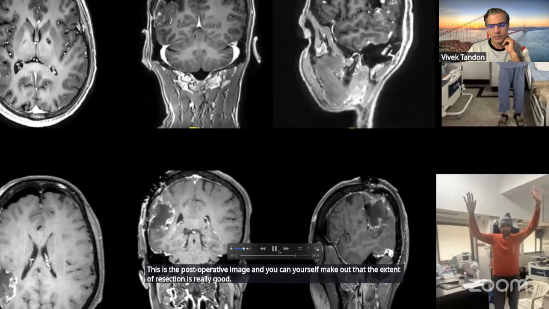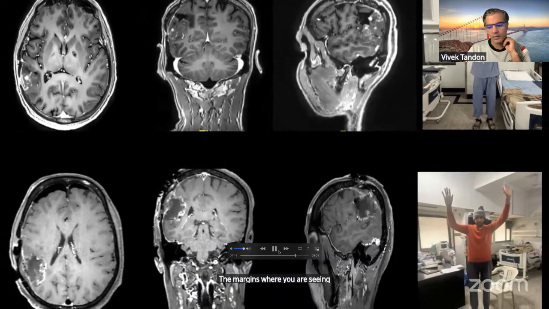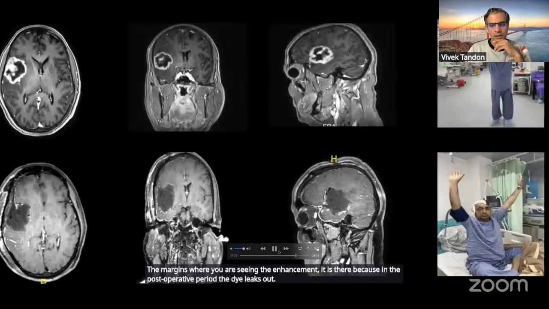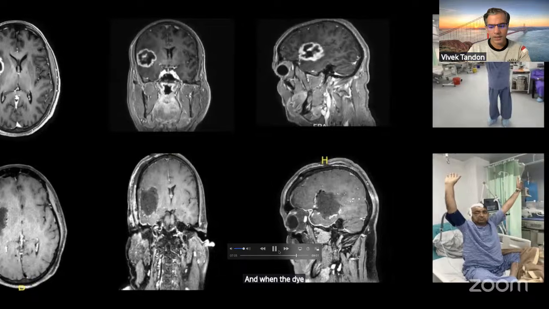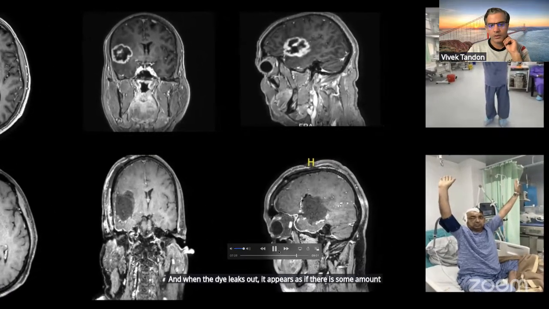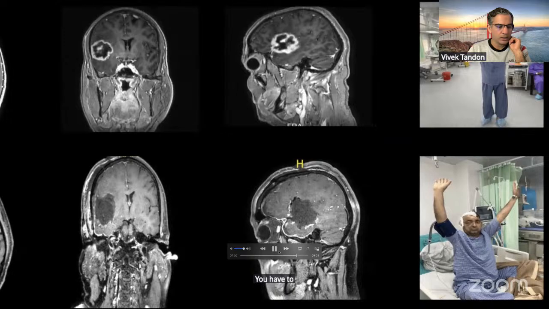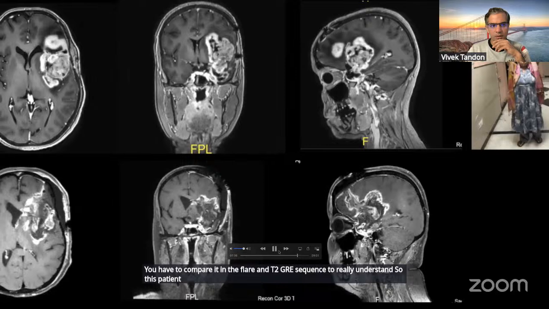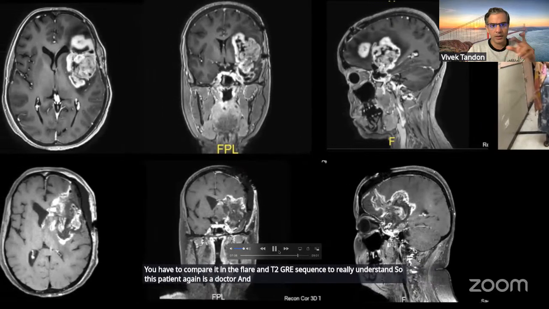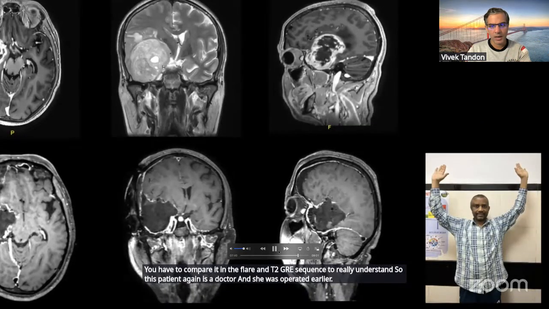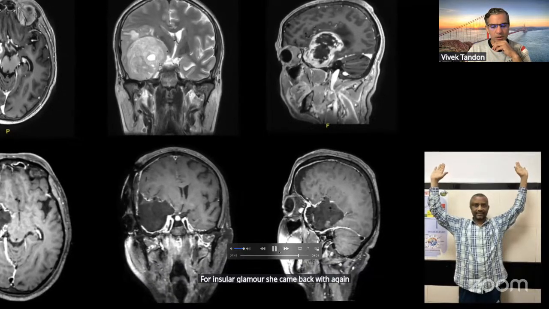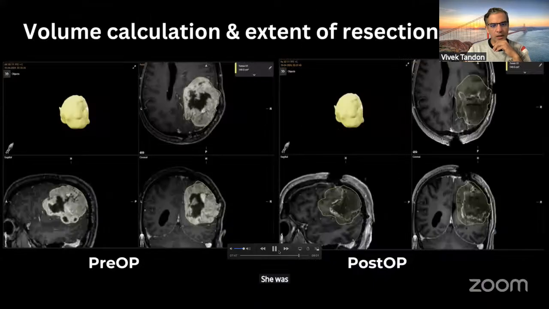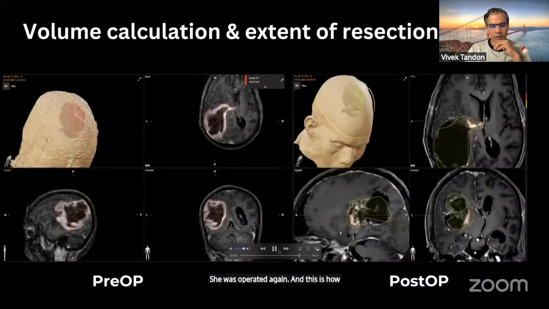The margins where you are seeing the enhancement, it is there because in the post-operative period, the dye leaks out, and when the dye leaks out, it appears as if there is some amount of residual tumor. You have to compare it with the FLAIR and T2 GRE sequence to really understand. So this patient again is a doctor, and she was operated earlier for insular glioma. She came back with again a huge recurrence, and she's doing fine. She was operated again. And this is how we calculate the extent of resection.